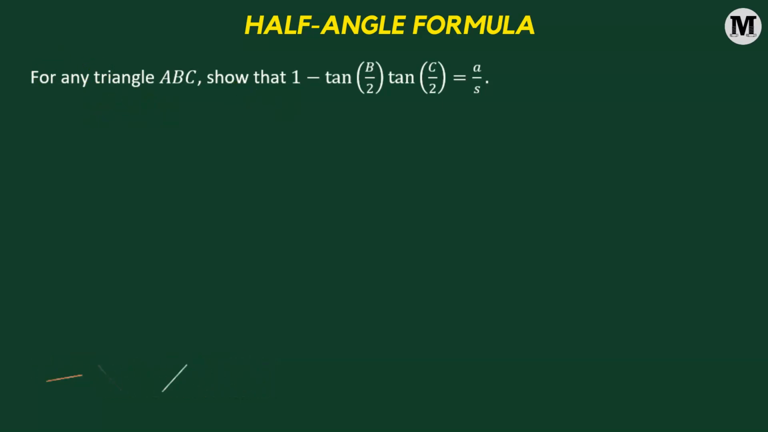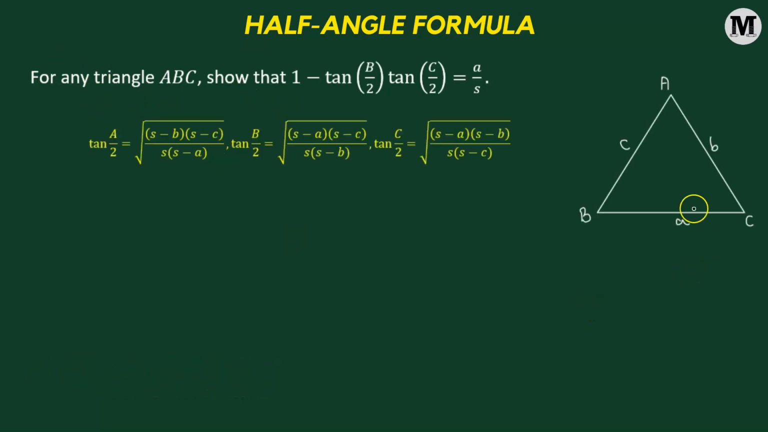solve this particular problem. So here we have a triangle ABC. The sides opposite to the angles A, B and C are represented by the letters a, b and c in lowercase respectively. Now here, if we take the sum of the sides, that's going to give us the perimeter of the triangle. If we take half of the perimeter, this is going to give us the semi-perimeter of the same triangle ABC, and it's denoted by the letter s in lowercase.